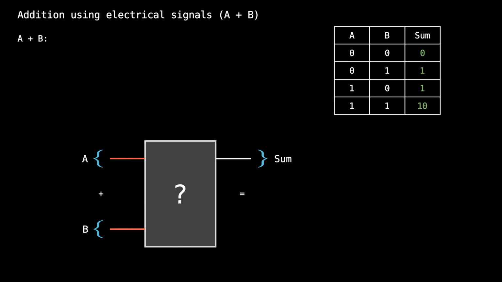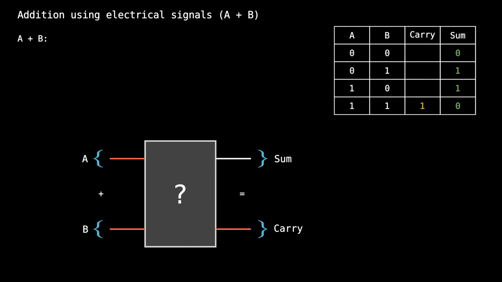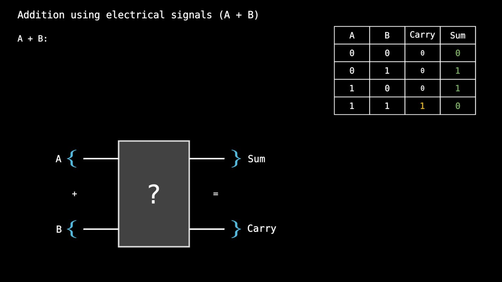But we only have one wire for the sum, so let's add another wire that will give us the carry bit. Now, for 1 plus 1, we will have 0 in the sum bit and 1 in the carry bit. For the other combinations of A and B, the carry line shall remain 0. Alright, so now we know what our end goal is. Build a circuit that will produce these outputs given these inputs. Let's go step by step.